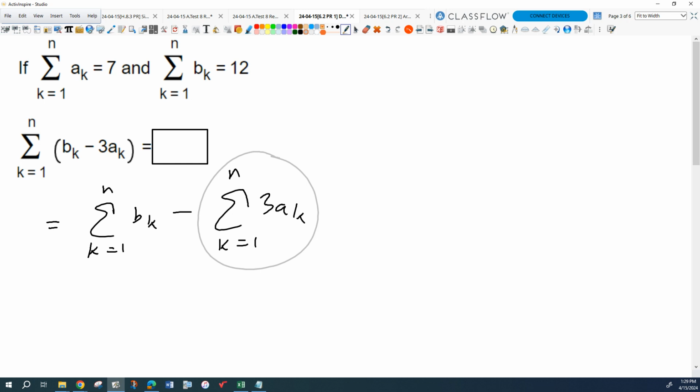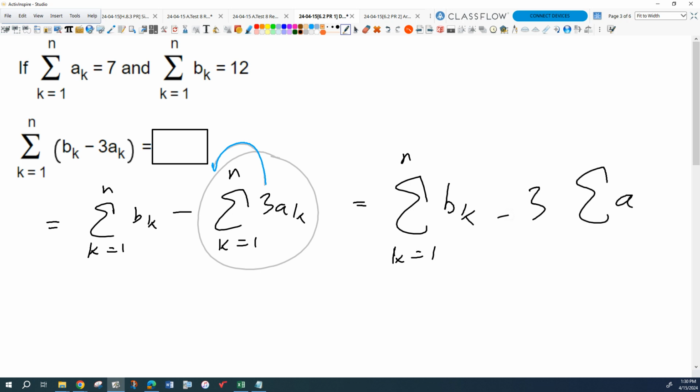Pull it out front, right? Or if it's an antiderivative, we'd pull it out in front of the antiderivative. So point being, we can do the same thing here. I can take that 3 and pull that out in front, and we end up getting the sum of b sub k minus 3 times the sum of a sub k from 1 to n.